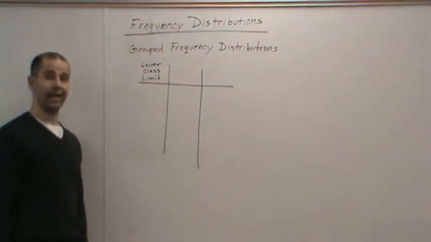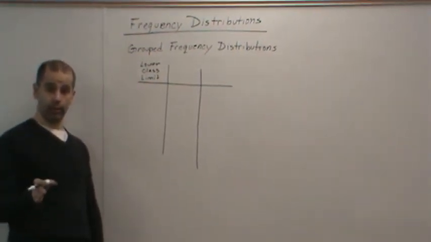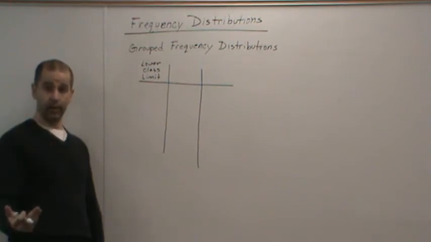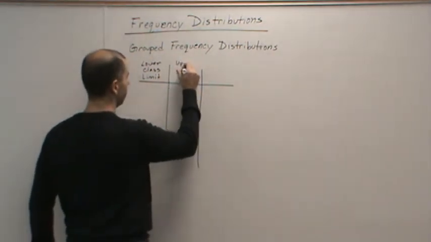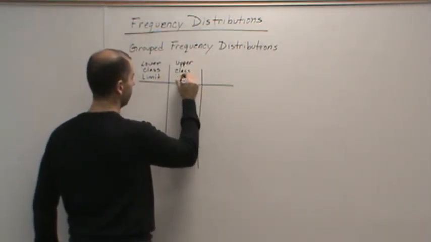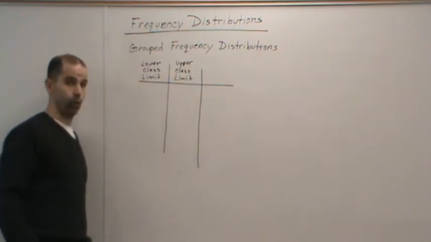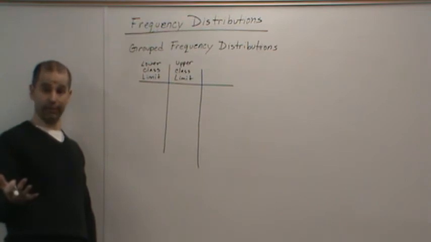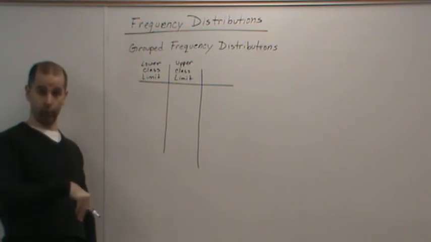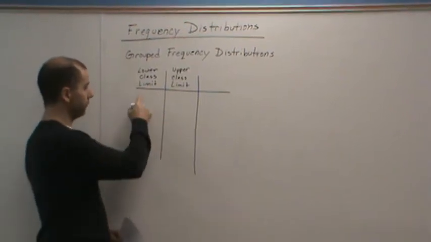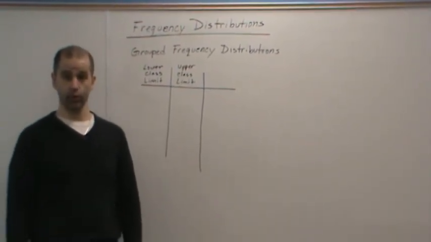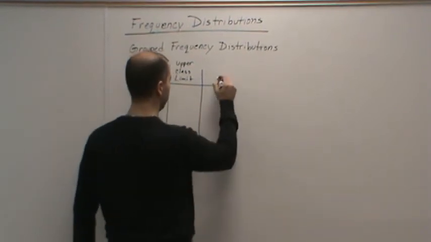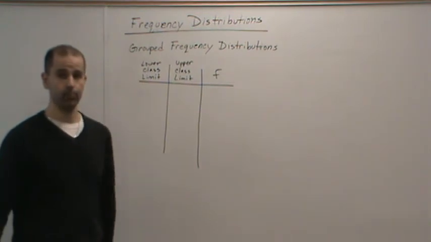What's the lower class limit? That's the minimum number in order to be in that class, in that group. Then the next column is the upper class limit. What's the upper class limit? That's the maximum value that an observation can have in order to be in that group. So you have your lower class limit and your upper class limit. That defines what falls into your class, or the bucket. And the last, if you haven't guessed already, is frequency.